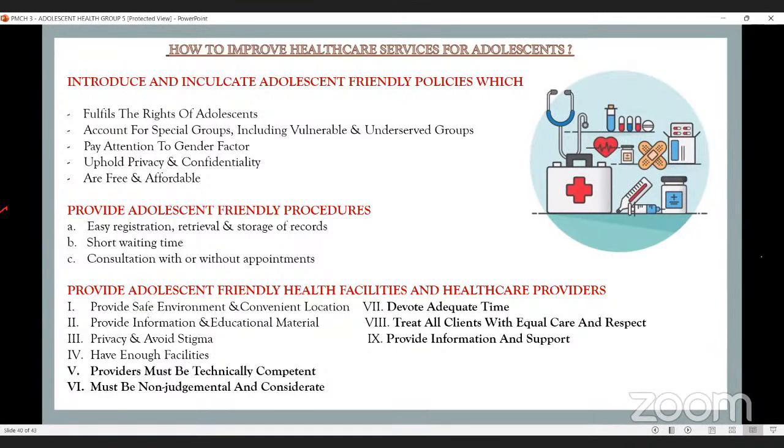To provide adolescent-friendly health facilities and healthcare providers, we should provide a safe environment and convenient locations, provide information and educational material, ensure privacy and avoid stigma, and have enough facilities. Providers must be technically competent, non-judgmental and considerate, and will devote adequate time to treat clients with equal care and respect and provide information and support.